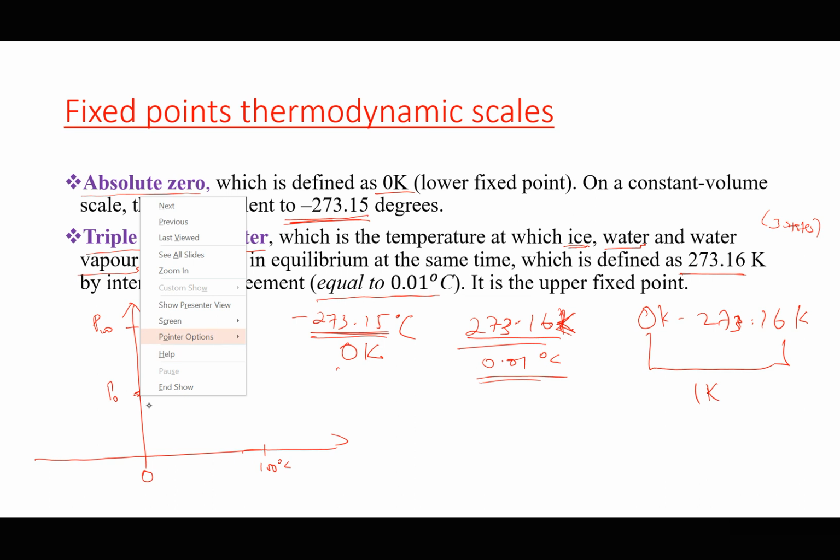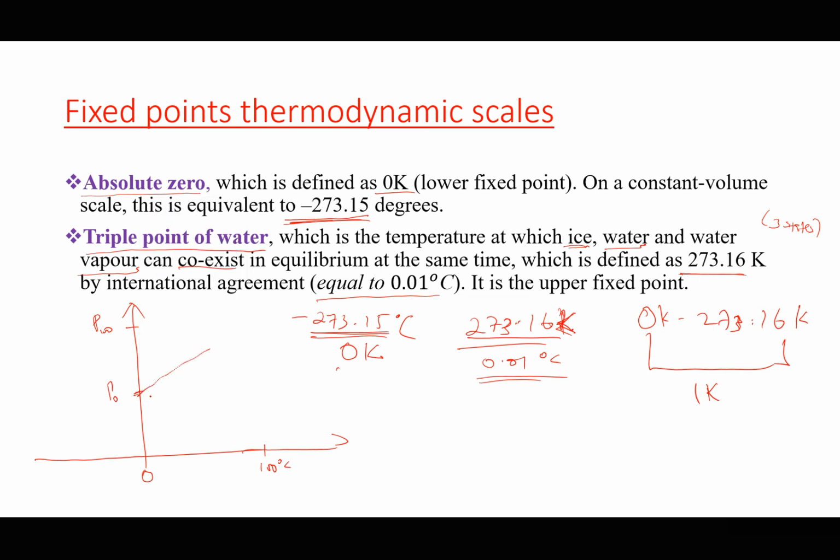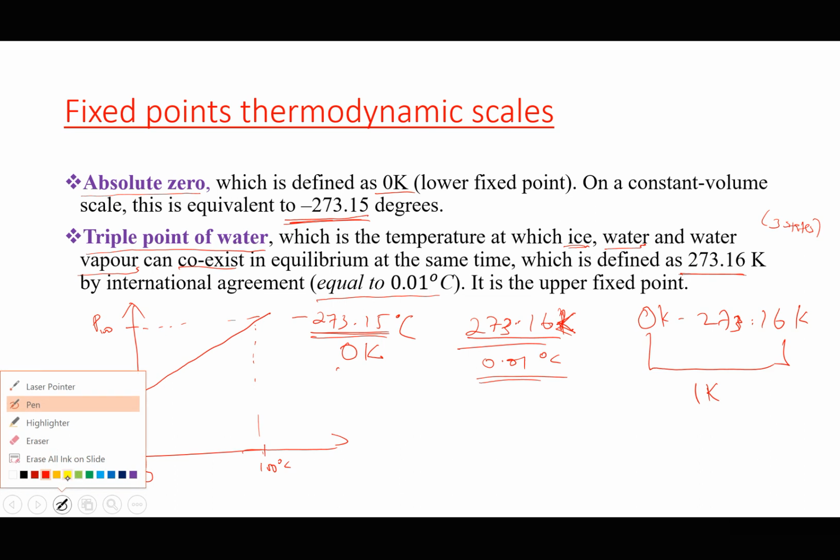This was a straight line. We try to, of course, extrapolate this downwards until it touched negative 273.15 degrees Celsius. Now remember, we are now calling this 0 Kelvin. Let me use a different ink because I don't want to change the page. We are calling negative 273.15 0 Kelvin.